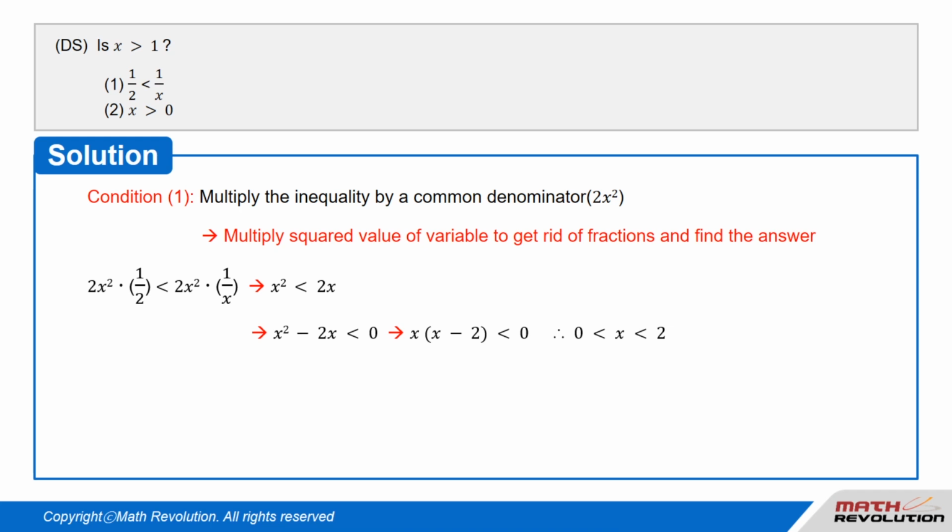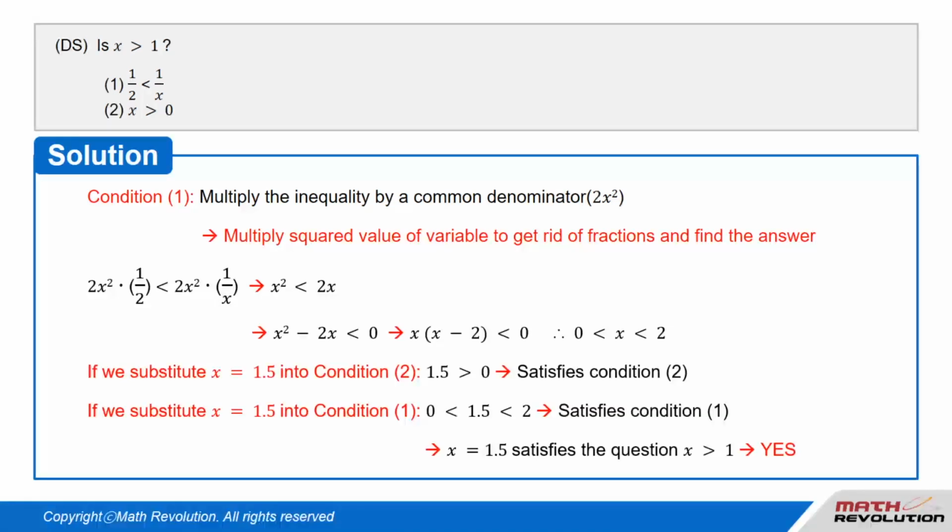This means we have 0 is less than x is less than 2. If we substitute x equals 1.5 into condition 2, we get 1.5 is greater than 0. This satisfies condition 2. If we substitute x equals 1.5 into condition 1, we get 0 is less than 1.5 is less than 2. This satisfies condition 1. This value of x equals 1.5 also satisfies the question x is greater than 1, yes.